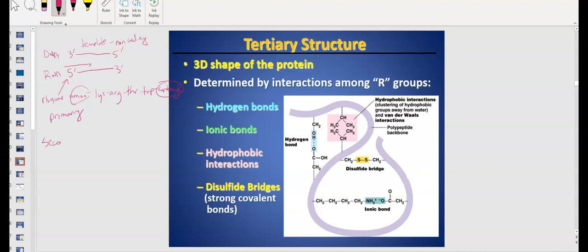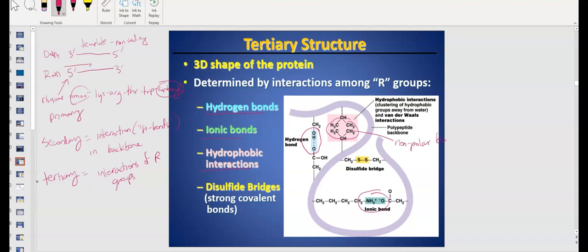And then secondary is the interaction, hydrogen bonds in the backbone only. And then we have the tertiary, which we're talking about now, and that is the interaction. There's lots of them, interactions of the R groups with one another. So it could be a hydrogen bond, which is shown here. So two R groups interacting. We could have ionic bonds, which is shown here. Hydrophobic, which is here, right? Carbons and hydrogens, they don't share equally. So these are non-polar bonds.